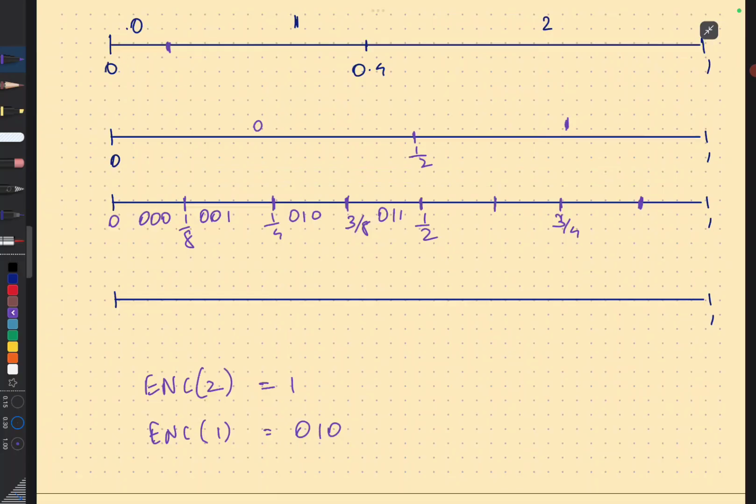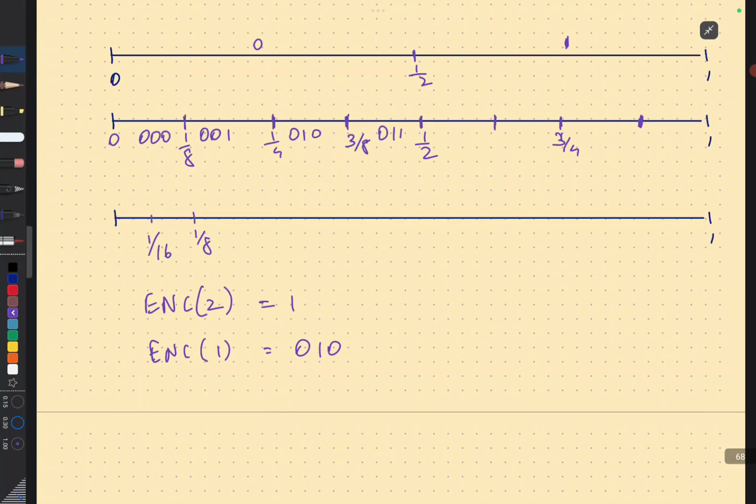Now let's try to do the same for the symbol 0. We want to encode the symbol 0, and you keep partitioning the interval into sub-intervals such that that sub-interval lies strictly within this interval. How many times would I need to partition? I basically need to do this 4 times, and the encoding of 0 could be taken to be 0, 0, 0, 0.